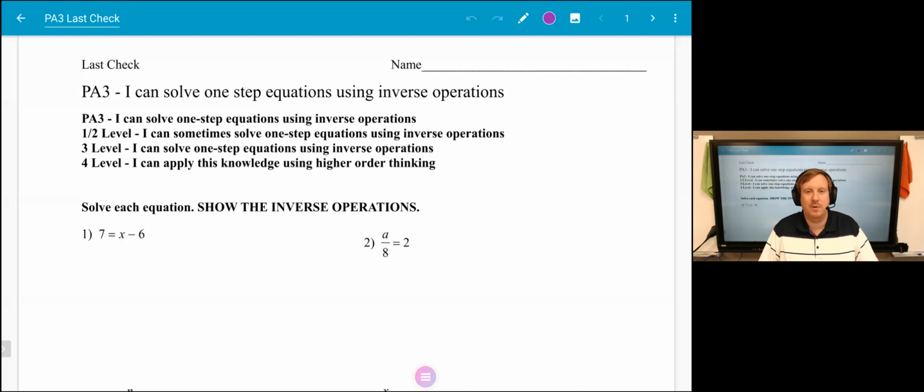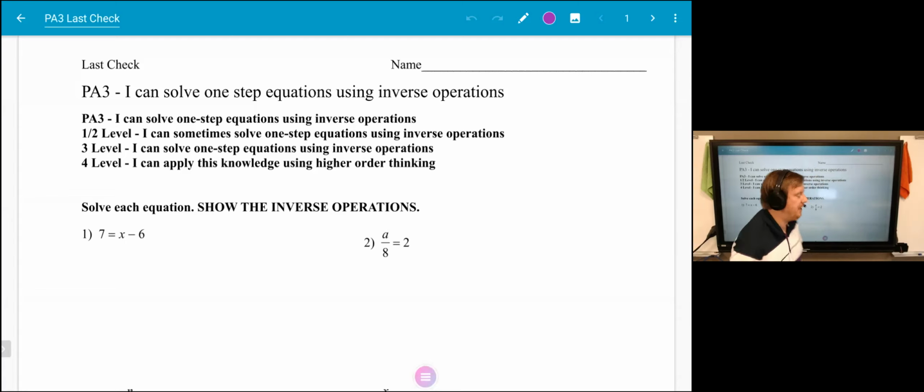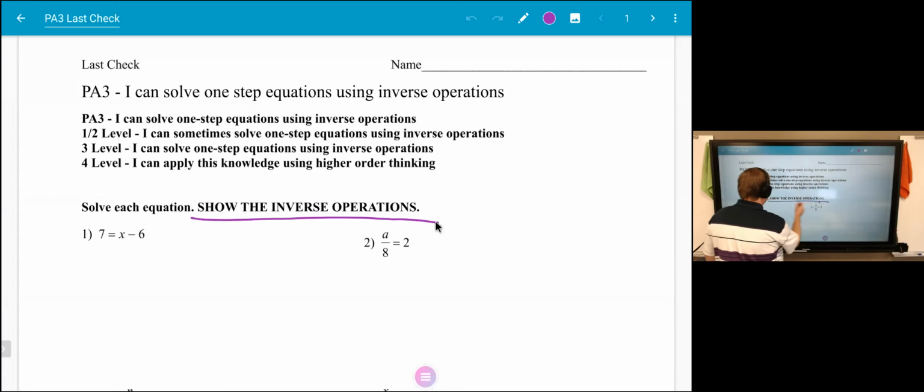You can see some bold words behind there in capital letters. That is what you need to focus on. You guys know how to do the one step pretty well in your head, but you need to show me how using inverse operations. Using inverse operation, it's right in the target. It's right in the target, all right? Make sure you show me that.